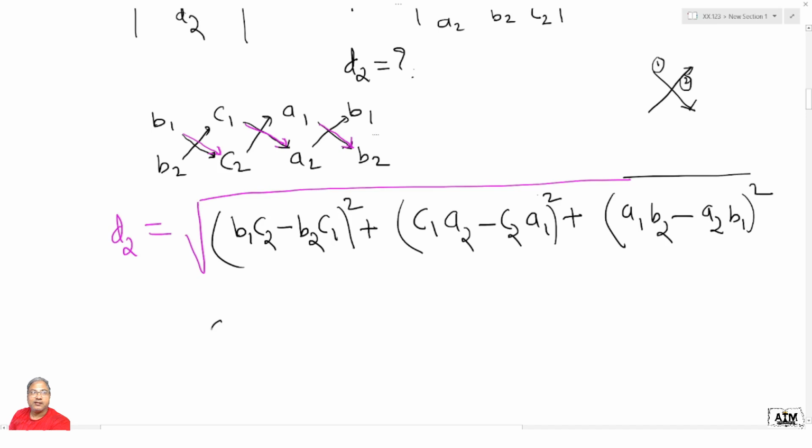After finding d2, d equals d1 divided by d2. To ensure a positive result, we take the modulus. So this way, we can find the shortest distance between two skew lines if the equations are given in Cartesian form.